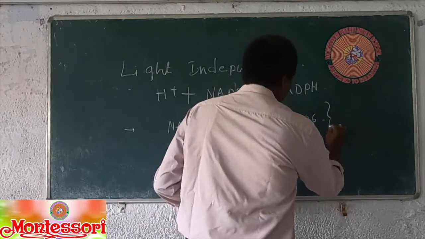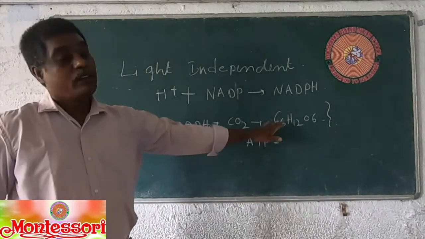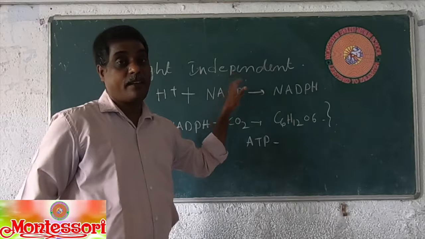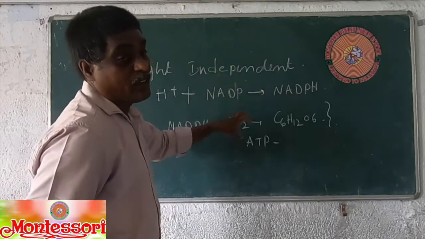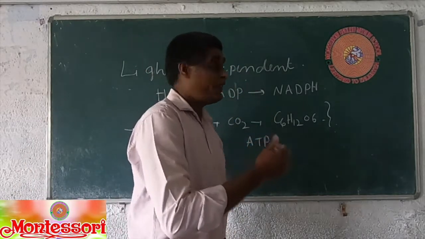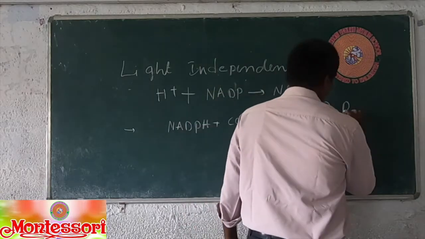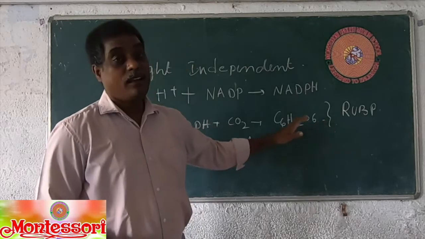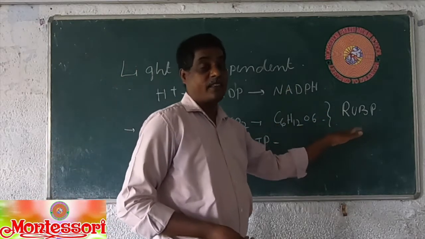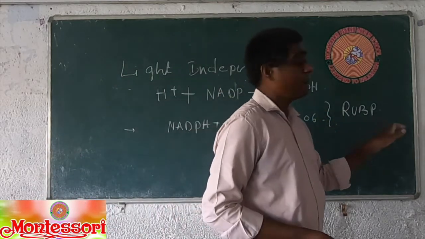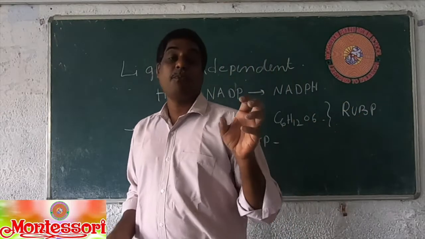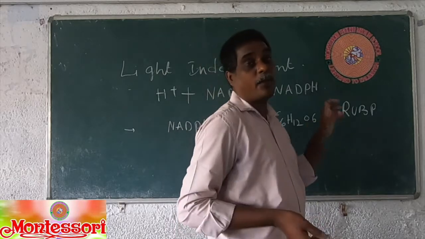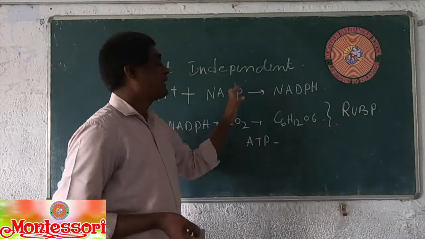While forming the glucose during the light independent reactions, a number of events are happening. Of these events, one middle intermediary product is formed. The product is called RUBP, ribulose bisphosphate. It is very important. So what is the intermediate product formed in the light independent reactions?